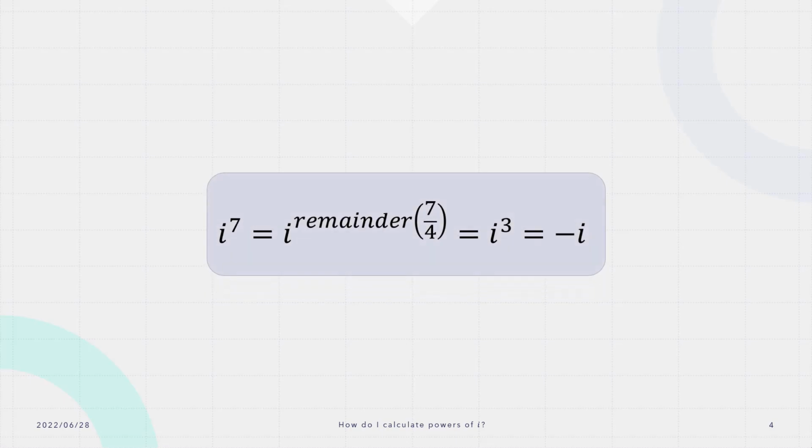Let me try this with i to the power of 7. I expect to get negative i. i to the power of 7, i to the power of the remainder of 7 divided by 4. The remainder of 7 divided by 4 is 3, so i to the power of 3 is negative i. It worked. Now this is very helpful when you need to mentally compute powers of i, but it is not very math-like. Let me state it like a math person should.